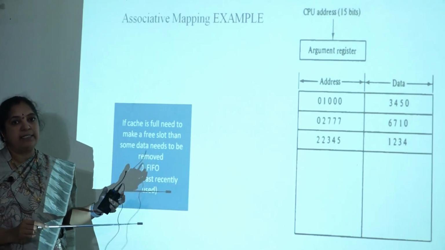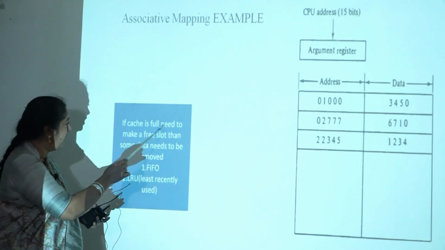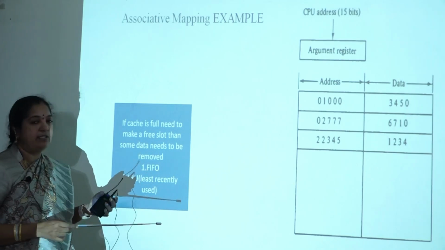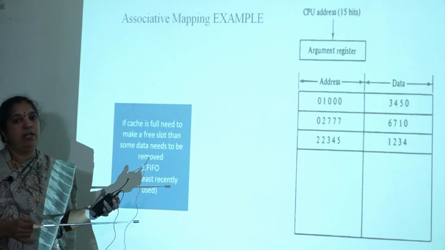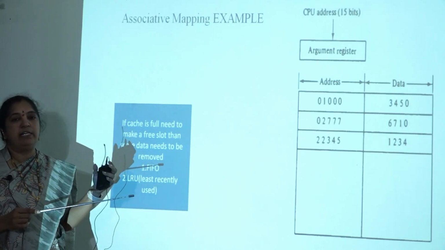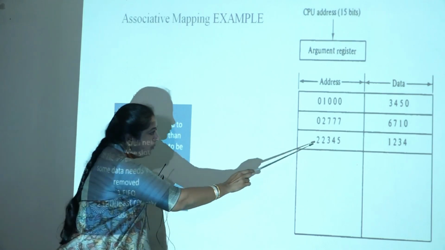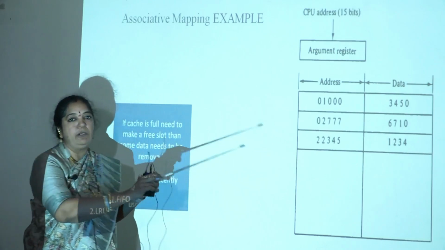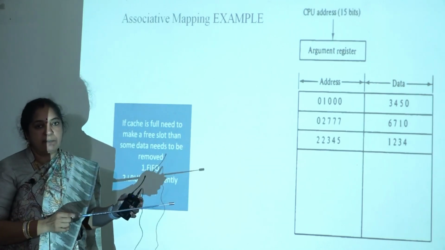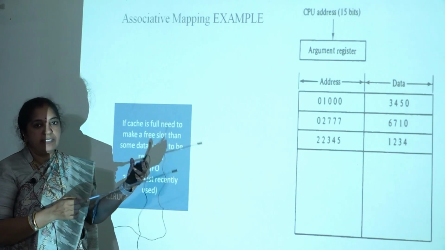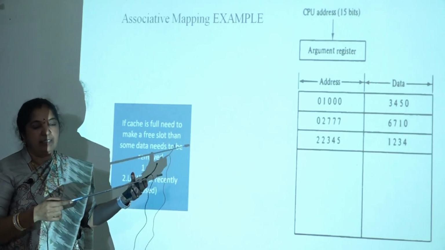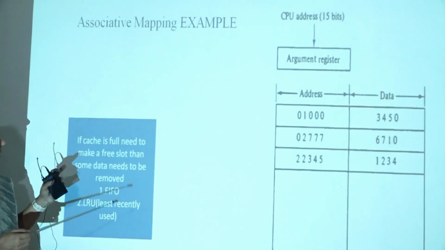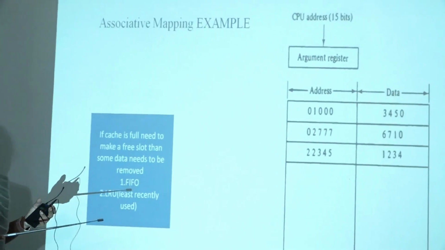In that case, we use replacement algorithms. We have various replacement algorithms such as first in first out, least recently used, and the optimal algorithm. Using any one of these algorithms, we remove an already existing line, replace it, and make space, and in that space we insert the data the processor has recently requested. That is how we handle things in associative mapping.